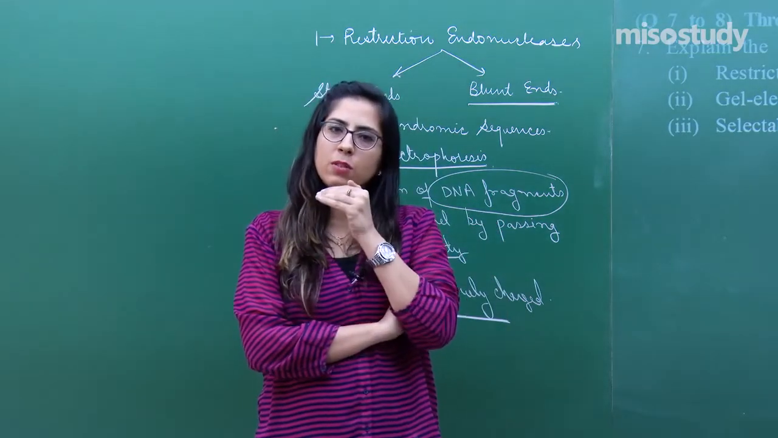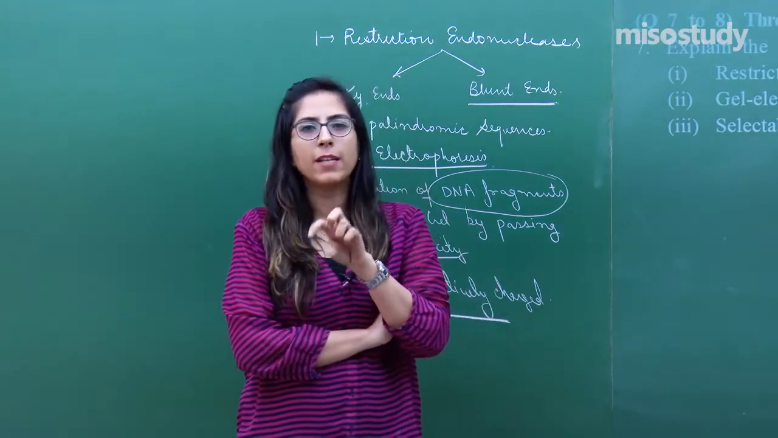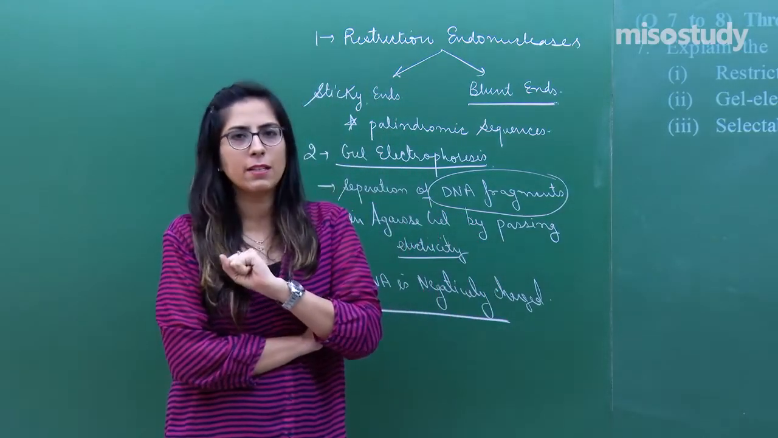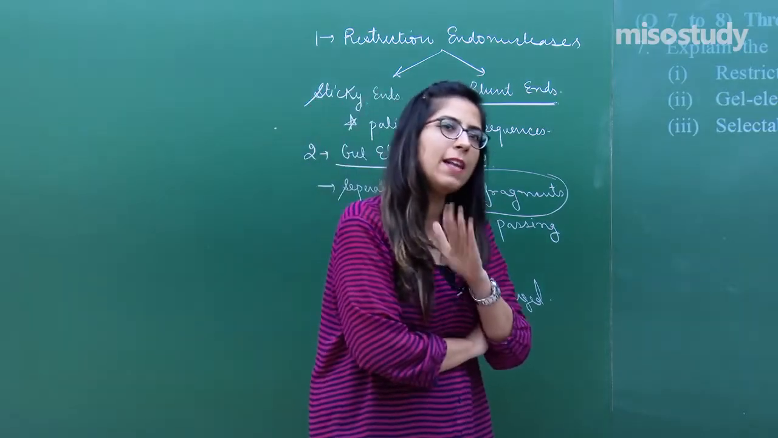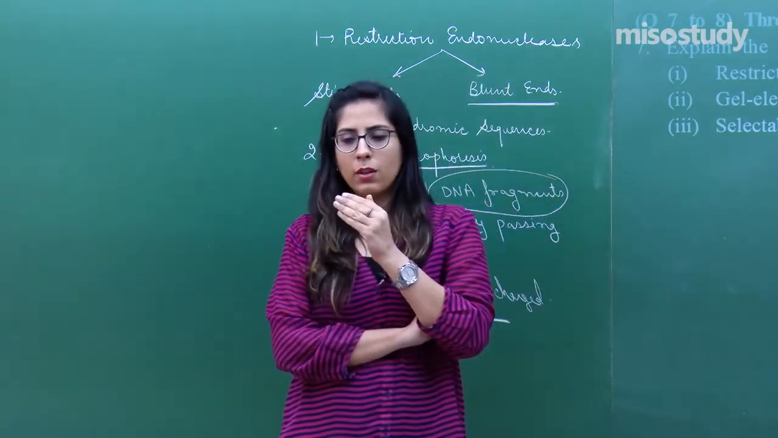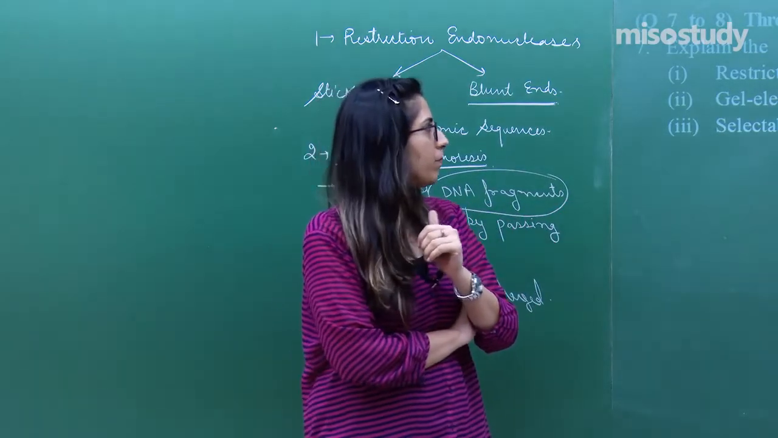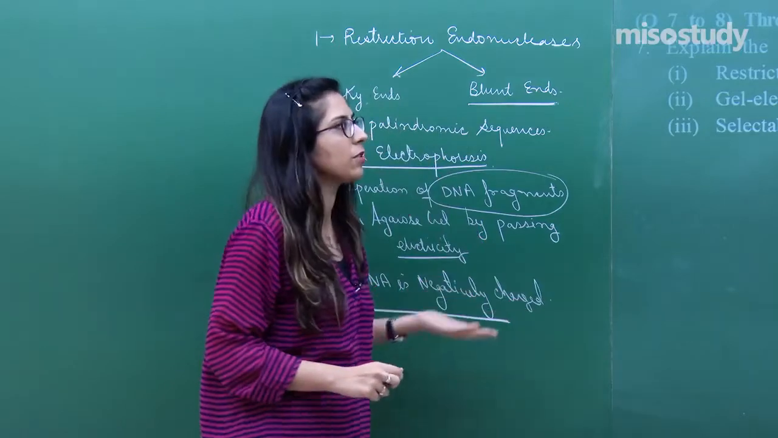So the band which is far from the place where I have loaded my DNA of interest is a lighter fragment, having fewer nucleotides as compared to those which are near the wells where I have loaded the DNA fragments. So this is gel electrophoresis, which you have to explain.